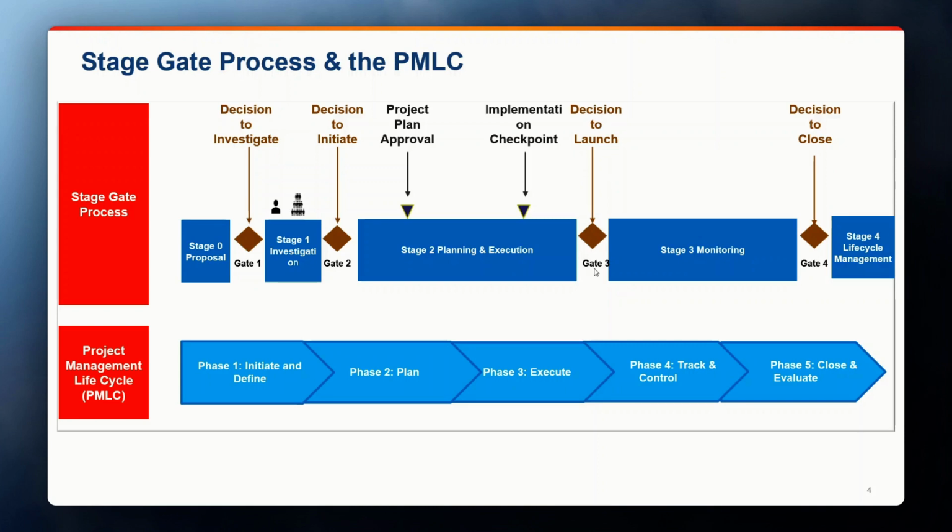When the product or the project or the program or the solution is rolled out, we get into stage 3, where you have ongoing monitoring to measure the effectiveness of what has been rolled out. And then you get to gate 4, where the decision is made: do we want to close out this project, or are there existing major issues that need to be resolved? And based on the decision made, we get to stage 4, the life cycle management.